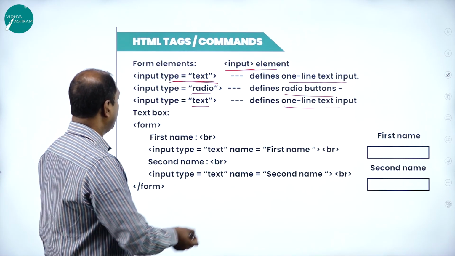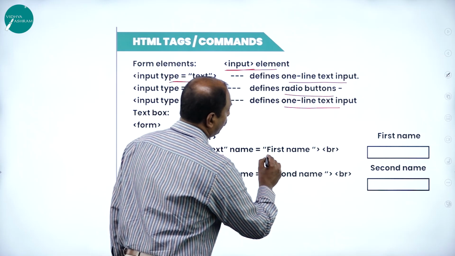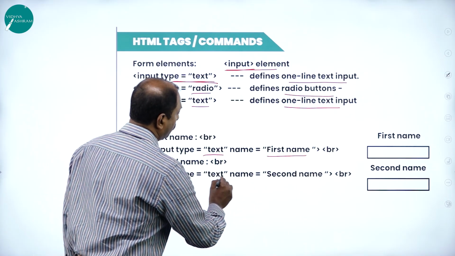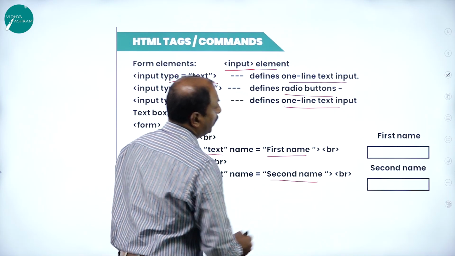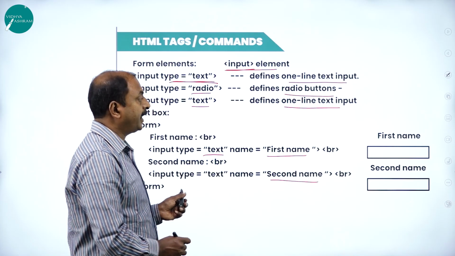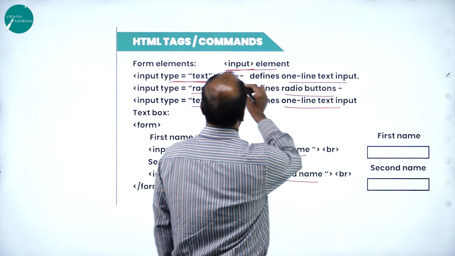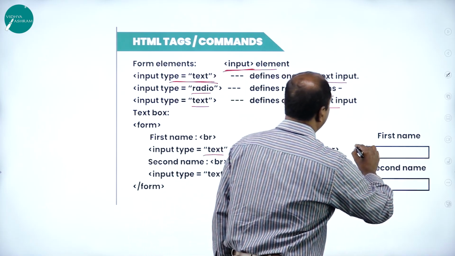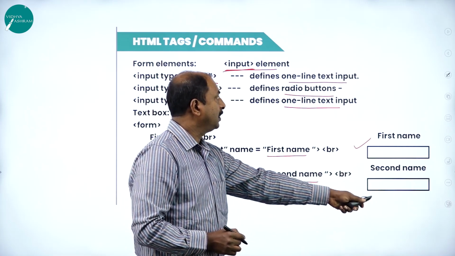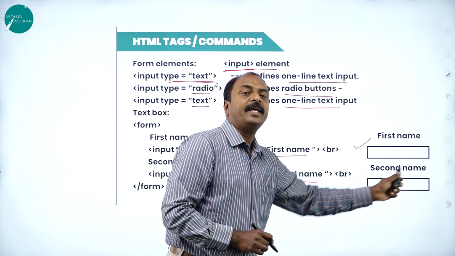So for example, here, input type equal to text, name equal to first name, and input type equal to text, name equal to second name. If you process these HTML tags, this would be the output. So here, with the help of the input element, it is possible to define different form elements. So this is a text box. Input type equal to text defines a text box.